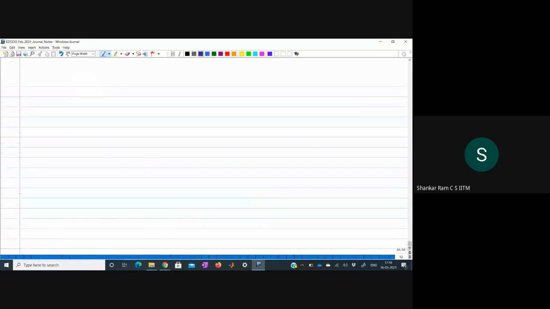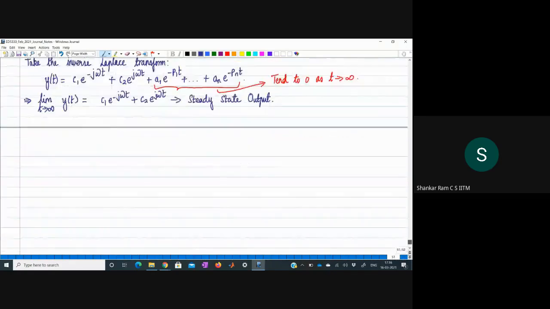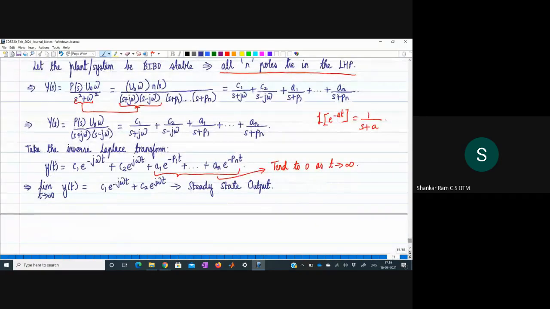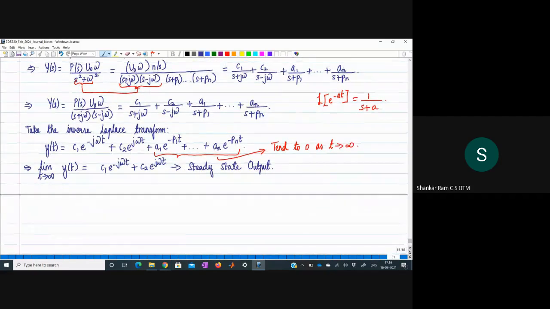All right. So now the question becomes, how do we get C1 and C2, right? Because that is still left behind, right? So how do we get C1 and C2?